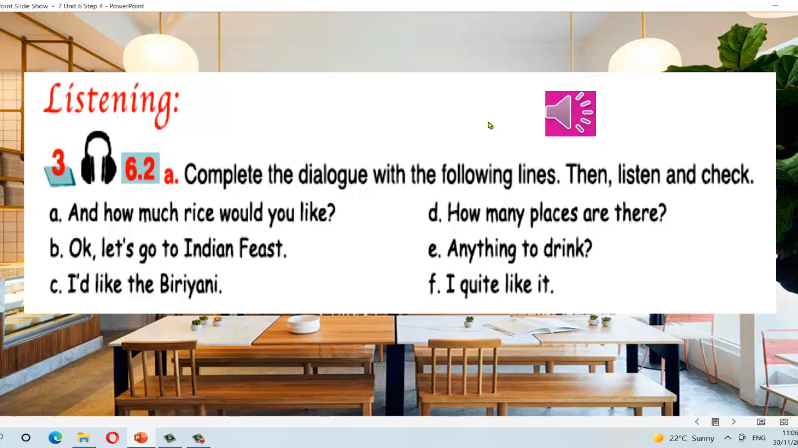6.3. Danielle from England is visiting Amal. They are at the shopping mall with Salwa, Amal's mother. I'm really hungry. Shopping is very tiring. Let's eat here. How many places are there? A lot. Do you like Italian food? I quite like it. What about Indian? Yes, great idea. I love curries. Okay, let's go to Indian feast. They are at the counter in the restaurant. What would you like? Oh, I'd like the Madras curry. What about you? I'd like the biryani. And I'd like the tandoori chicken. And how much rice would you like? That's enough rice. Thanks. Anything to drink? 3 orange juices, please. Here you are.